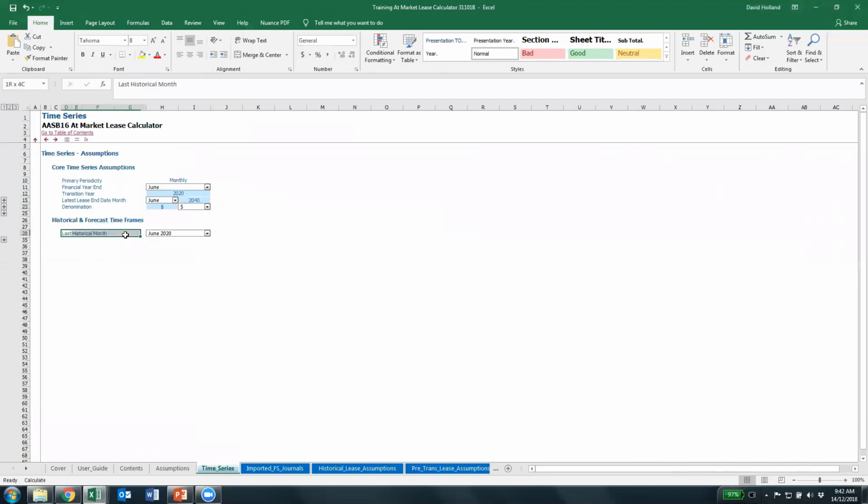The last historical month, however, has now moved to June 2020. So we're assuming here that we are now doing journal entries, or we're doing the financial year end 30 June 2021. Once again, the historical months have to be the last month of the financial year, and they can't be in the actual year. So because it's the 30 June 2021, we've set the last historical month to June 2020.